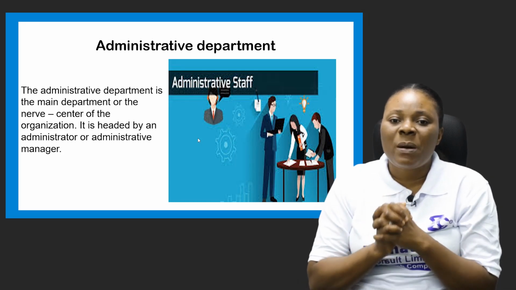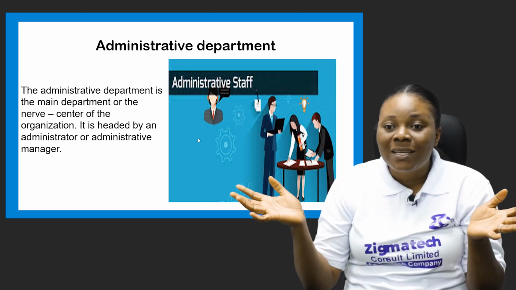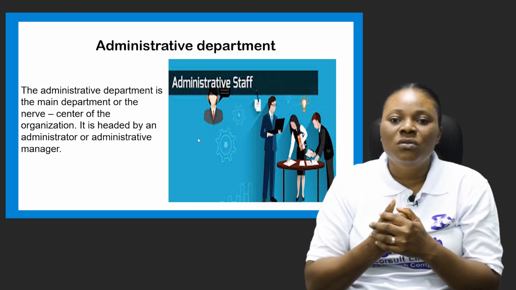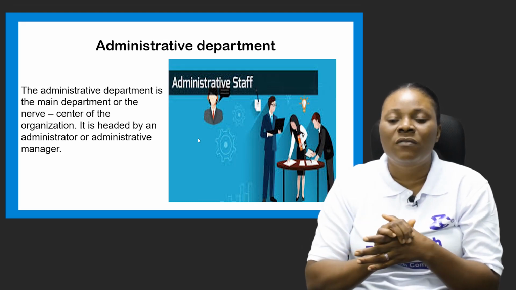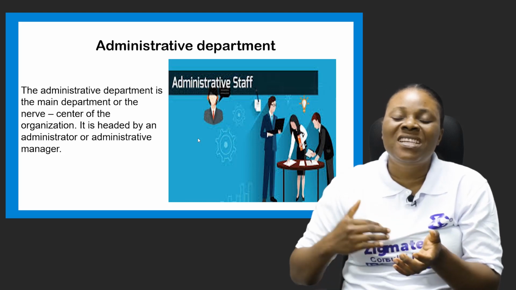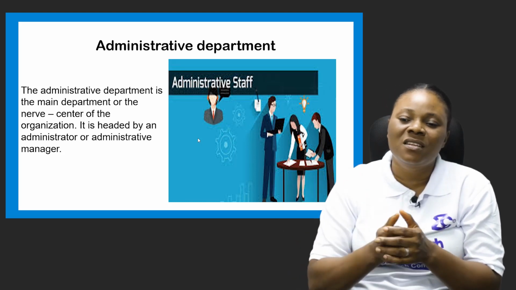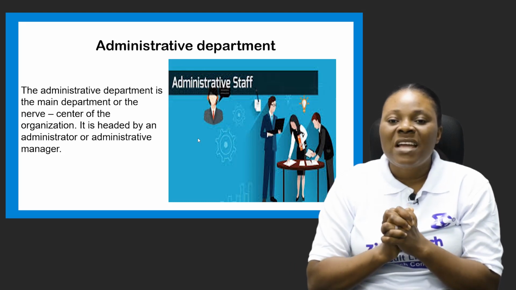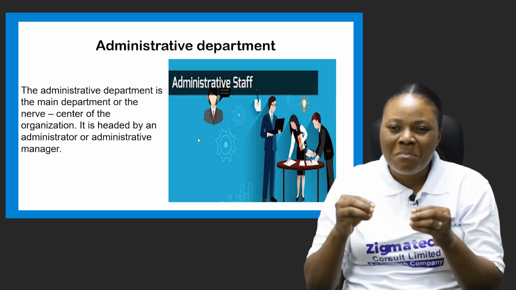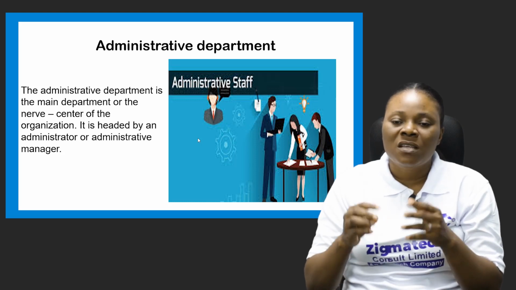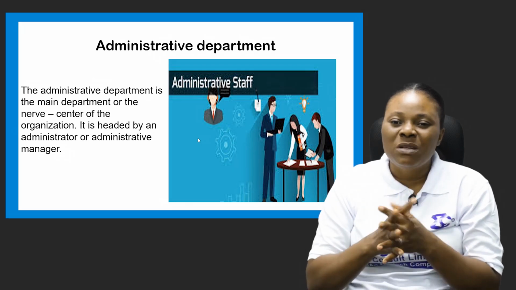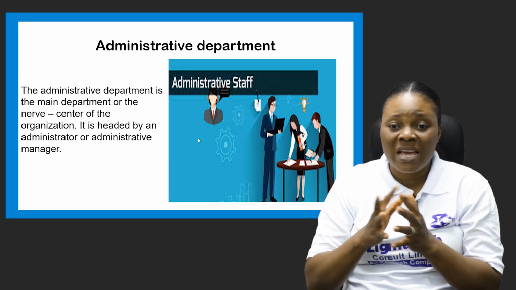The administrative department, usually called the admin department, is referred to as the nerve center of the organization. This department is in charge of the general running of everything in the establishment. They are in charge of the general administration, and this is the main department of that organization. No organization can function without the administrative department being in place.